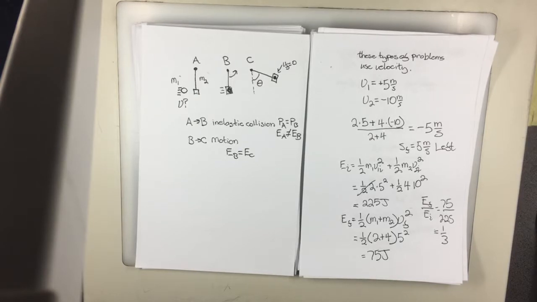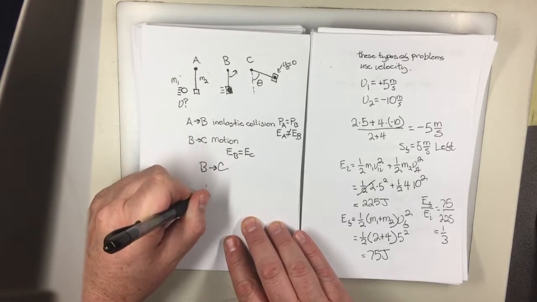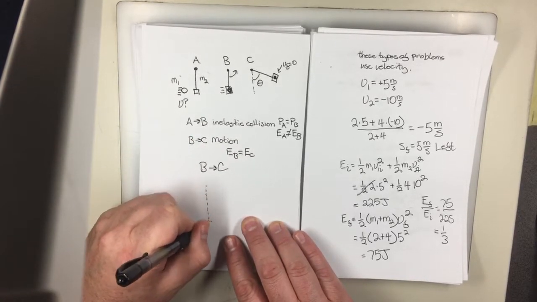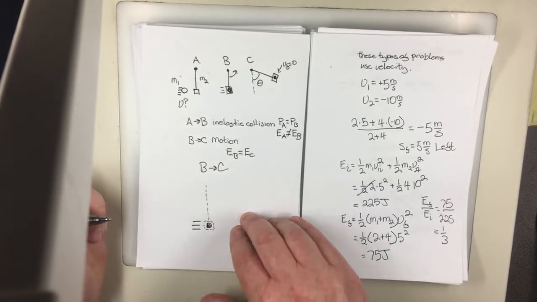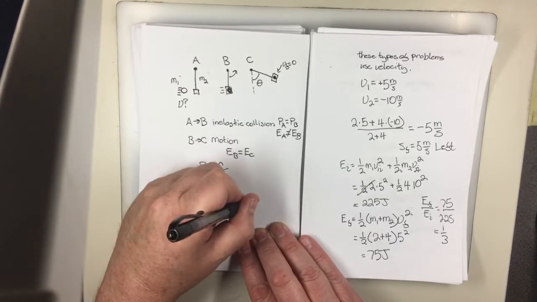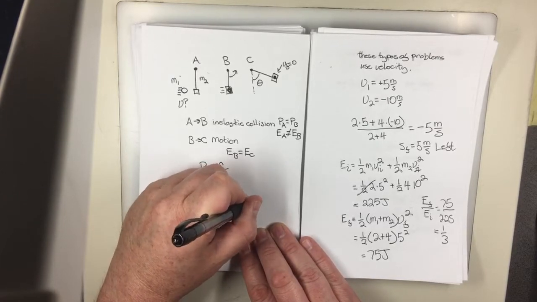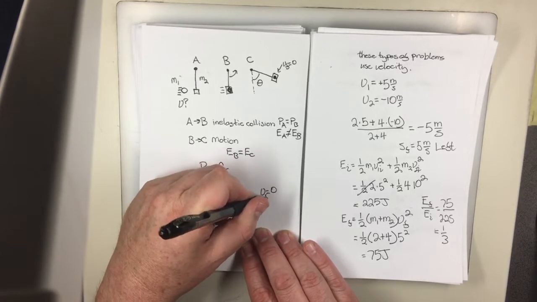So in this problem, there are 2 mini problems. 1, conservation of momentum from A to B. 2, conservation of energy from B to C. Let's think about from B to C, because that is an energy problem. So the ball is in there and it has a velocity v. It ends at that position right there where there is no velocity.